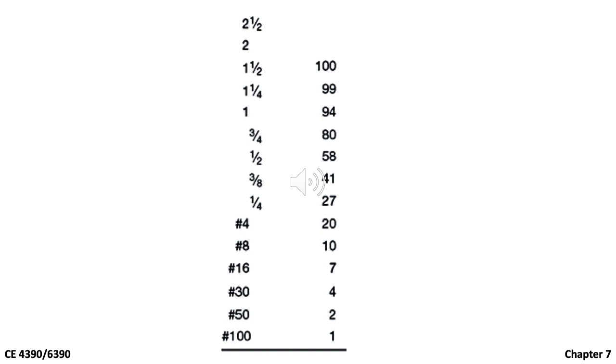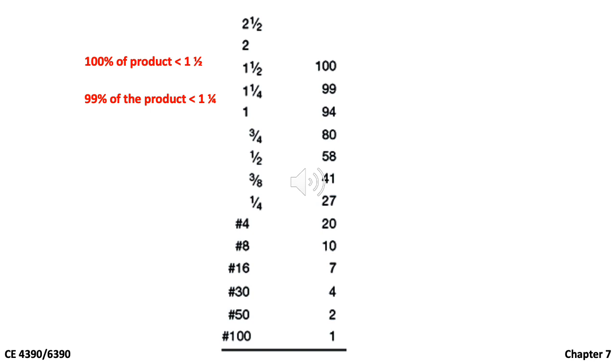For screens smaller than 2 inches, now you start seeing percent values. For 1.5 inch, the percent passing is 100%. So it means that 100% of the output of the crusher will pass through this screen. And if you move down a little bit, at 1.25 inch, there is 99% passing. In other words, 99% of the total product will pass through this screen.